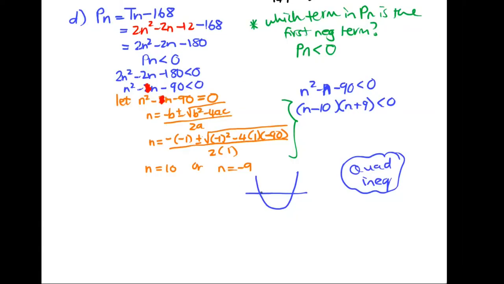Well, we've worked out that the one value here is at negative 9, and the one value there is at 10. And we are looking where the values are less than 0. So we're looking over here. We're looking at all the values underneath our parabola, underneath the x-axis. So where our parabola is negative.